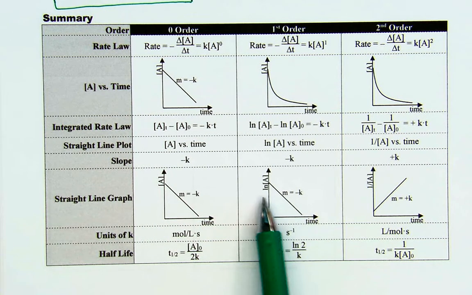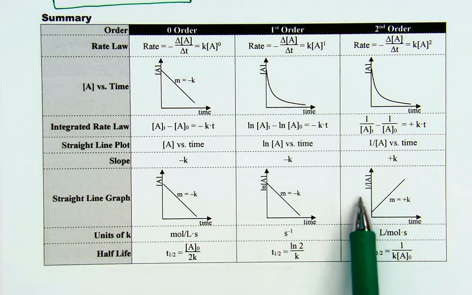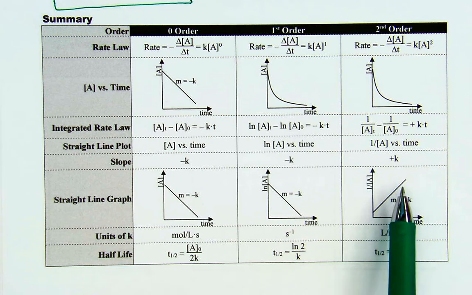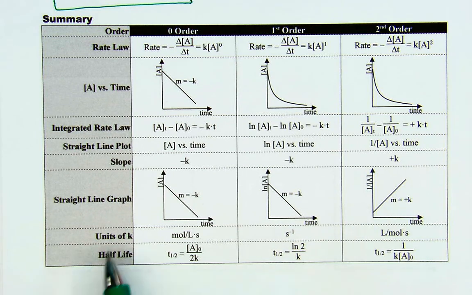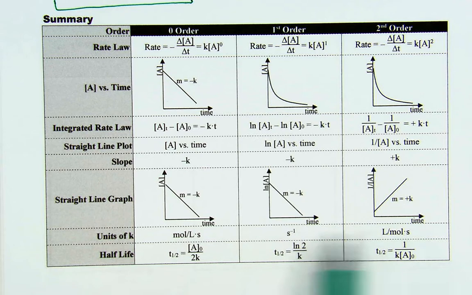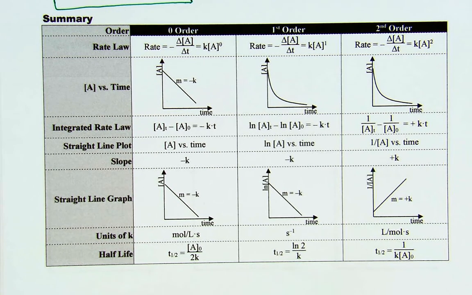The straight line graph, so for 0 order, just concentration of A. First order, that was ln of A, sorry. And then second order is the inverse, so 1 over the concentration of A is going to give you a straight line. But remember that that slope is reversed here. Here are your units of k for any given order reaction, and here's the half-life equation. Now the half-life equations for different orders are all given to you here. This is the one you're going to use most often for first order.